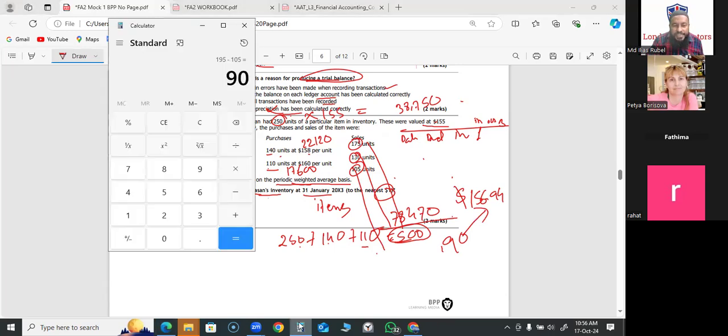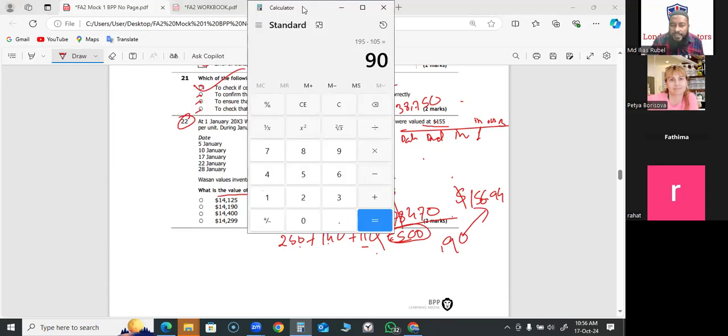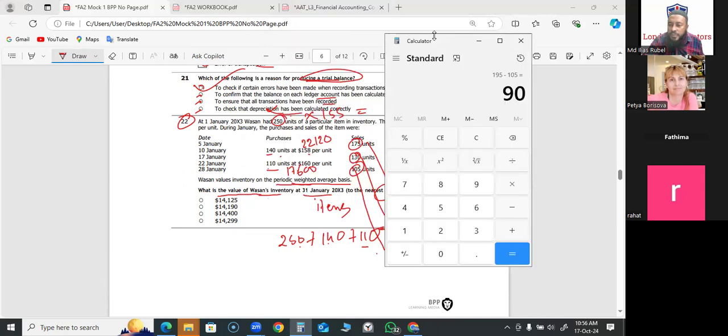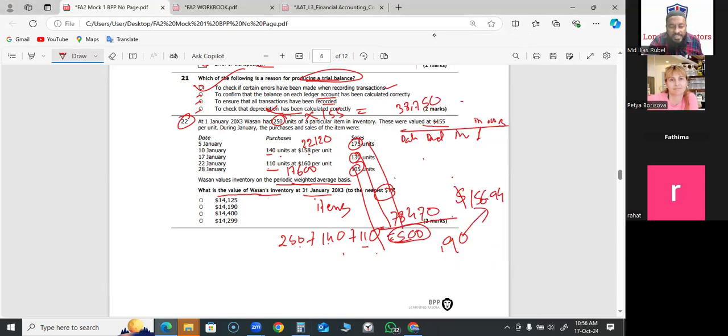If it is too challenging, you can do baby steps, and baby steps are like this. Like I had 250 at the beginning, then minus 175, then plus 140, then minus 130, then plus 110, minus 105. This is still 90. So 90 times 156. What is the answer?